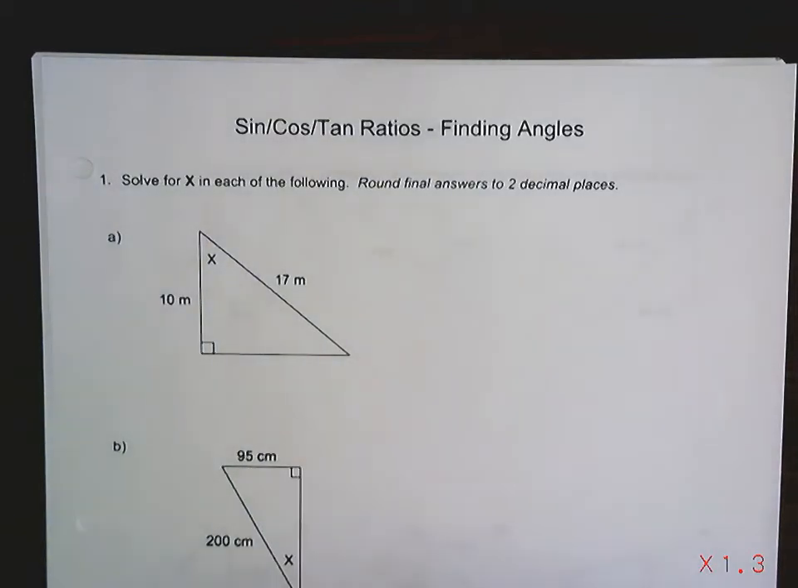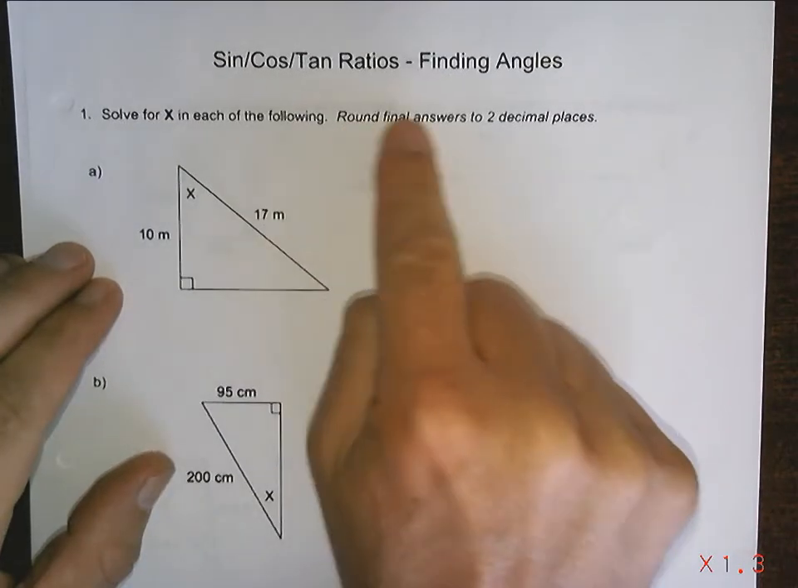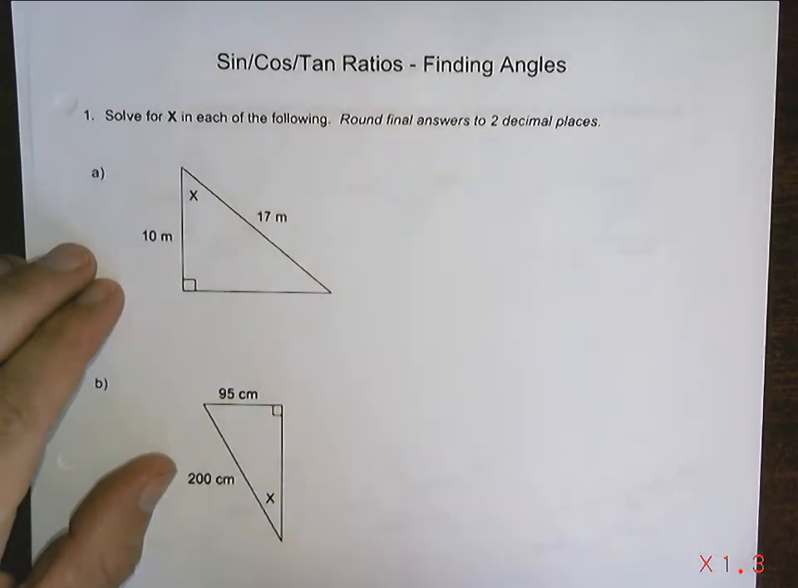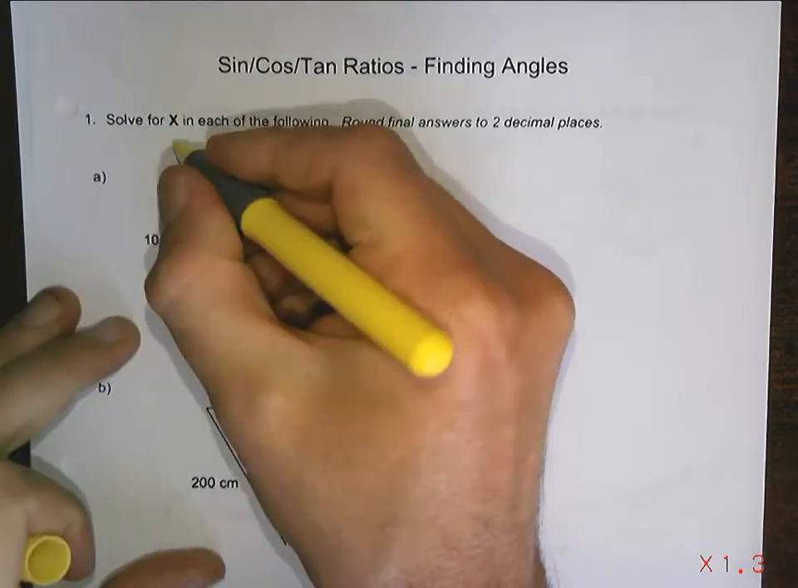Welcome back, ladies and gentlemen, and we're taking a look at the sine, the cosine, and the tangent ratios. But right now, we're going to talk more about finding angles. Today, we've really concentrated on finding sides up until now. Now we're going to use our trig ratios to find angles. So, solve for x in each of the following. Please round your final answers to 2 decimal places. So, x in this one is an angle.